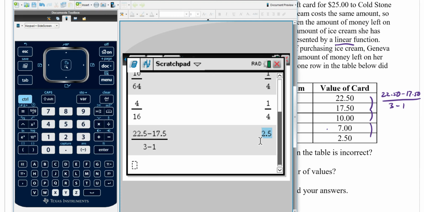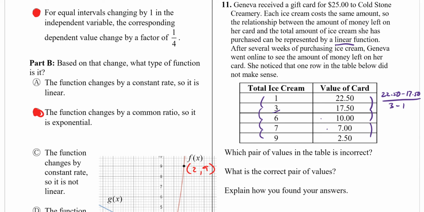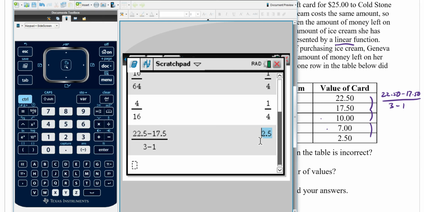So if I go to the next one, I purchased from 3 to 6. I purchased 3 more ice creams. So that's 17.5.